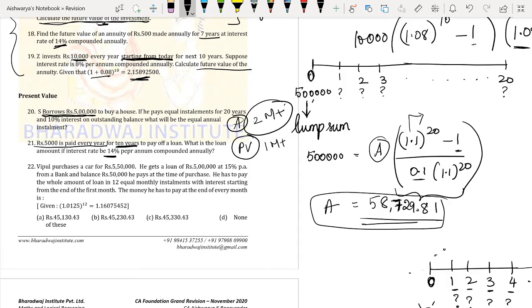Let's go to question number 22 then. Very good. 22, read please.